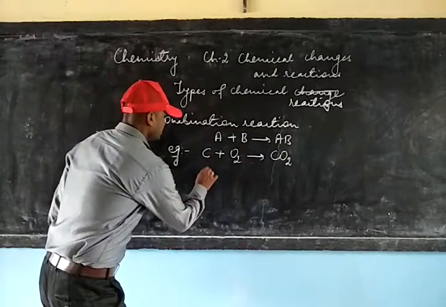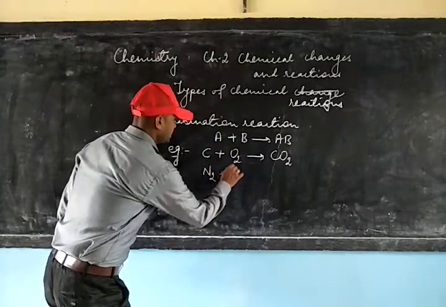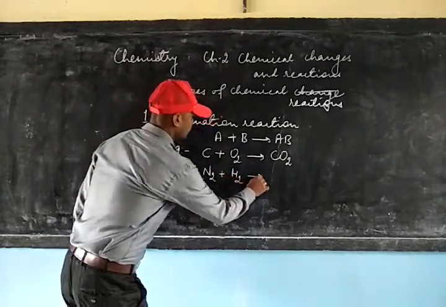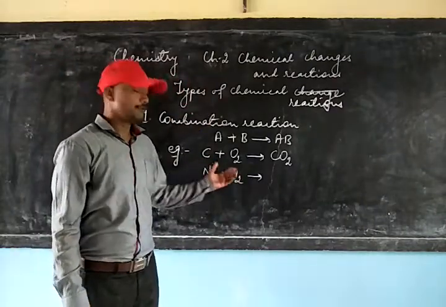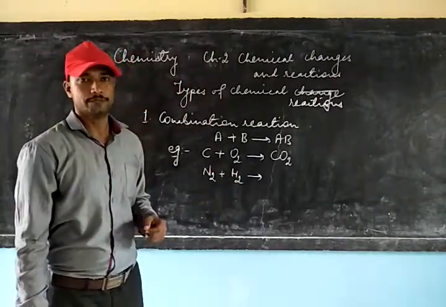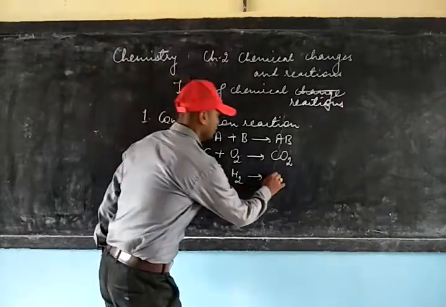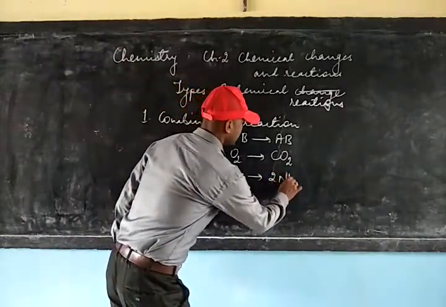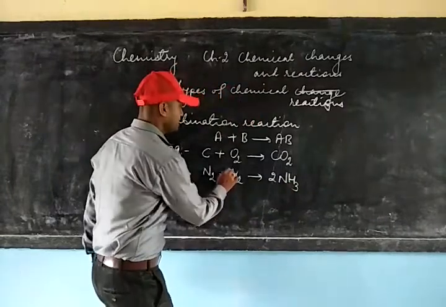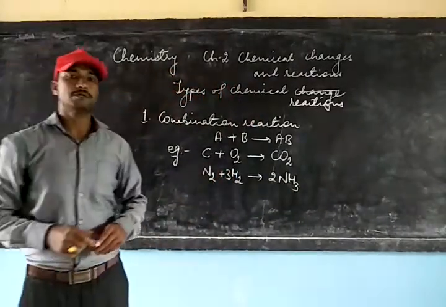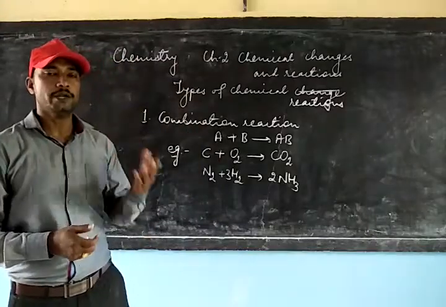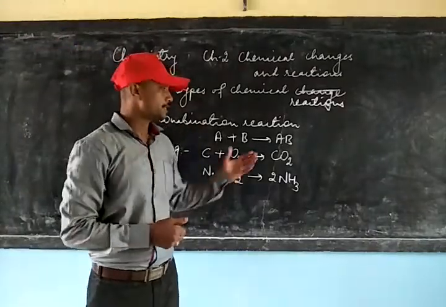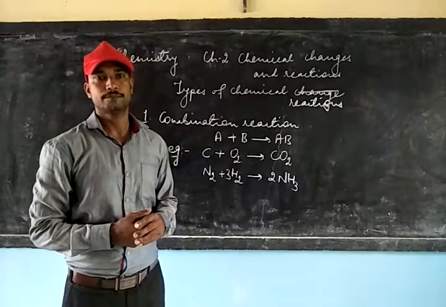We can take one more example like N2 plus H2. Here the two elements are nitrogen and hydrogen that will combine to give one product. Here the product is ammonia gas, NH3, and to balance it we need to write these two numbers. So we have many other examples also where two elements can combine. These are the two important ones.